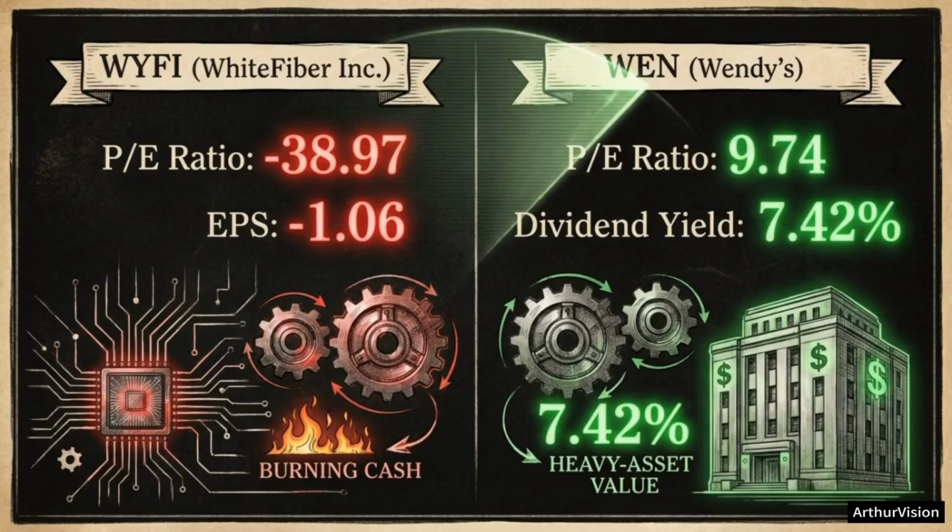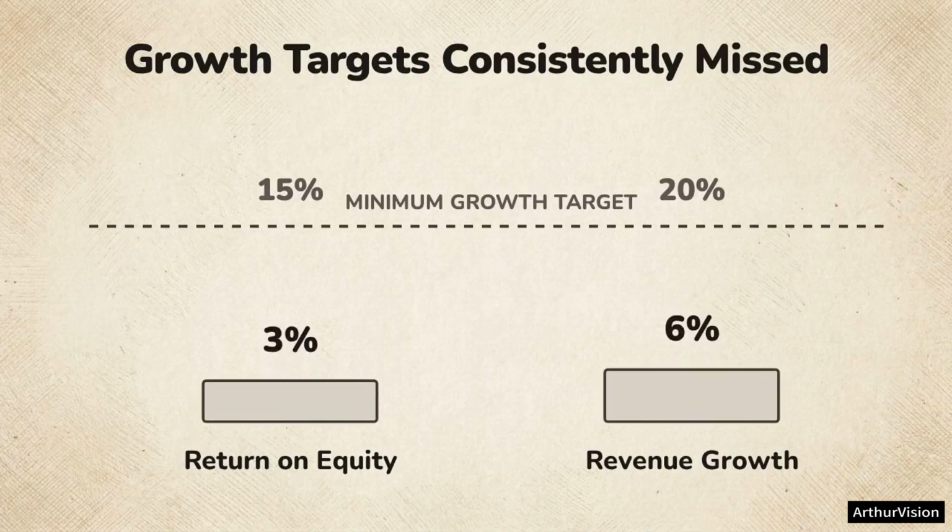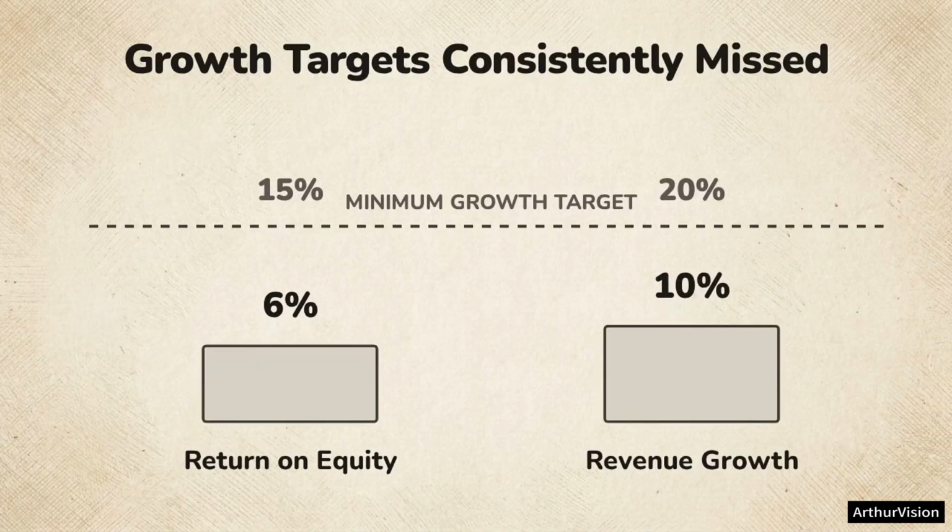WYFI is a small-cap tech stock burning cash, carrying a negative PE ratio and negative earnings per share. Wendy's is a mature, heavy-asset consumer stock, trading at a PE under 10, anchored by a massive 7.42% dividend yield. Despite their obvious differences, neither stock passes the strict baseline required for long-term growth investing. Neither maintains a return on equity above 15% alongside 20% revenue growth.